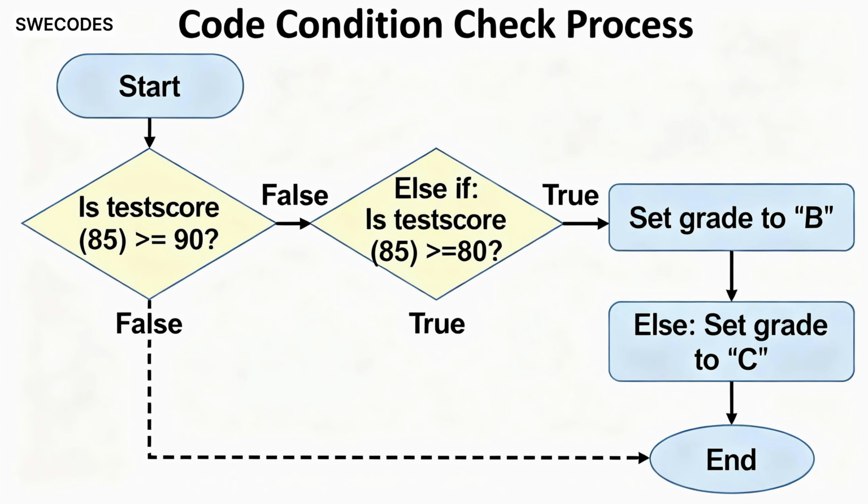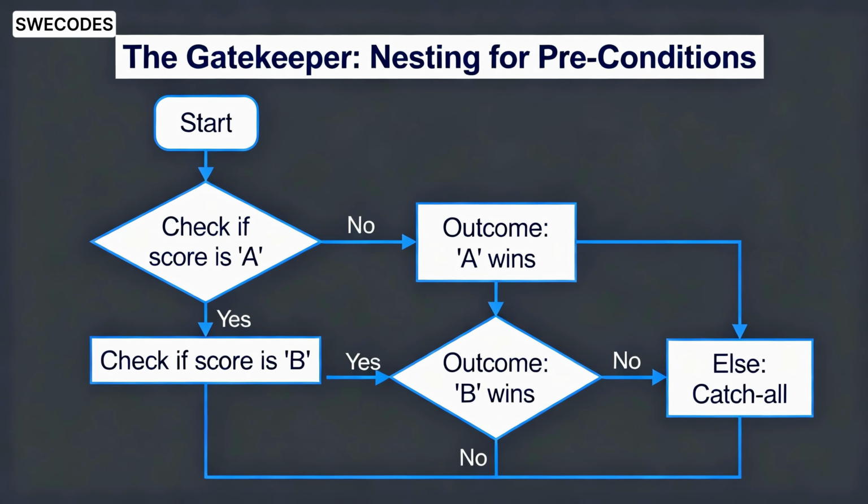This is highly efficient. You use chaining for mutually exclusive outcomes. A score can't be both an A and a B. The first one that hits wins. The final else is the catch-all, if nothing above it was true. The gatekeeper, nesting for preconditions.